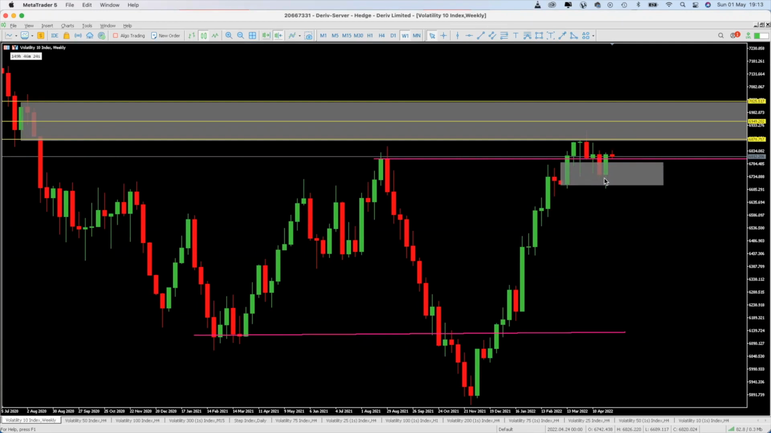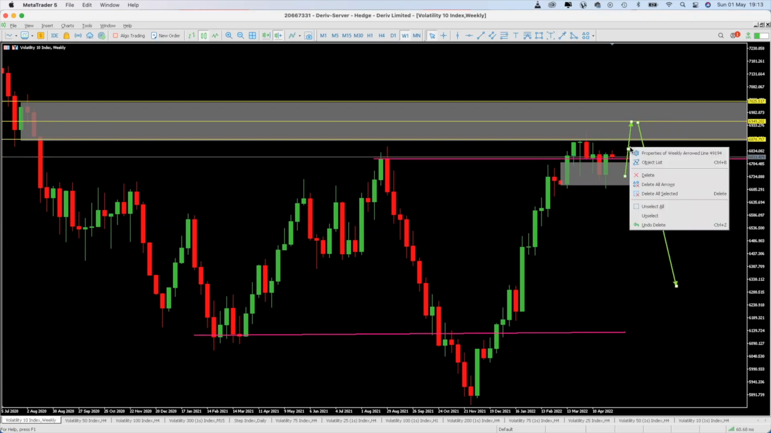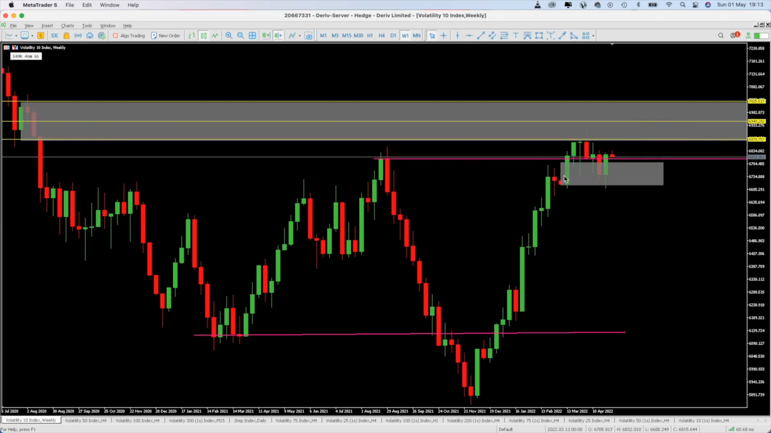It mitigated, and now I think the next thing we're waiting for is an impulse move at least all the way up to this zone here. When price gets here, this is where I'll start looking for selling opportunities. All right, so we have this order block here.